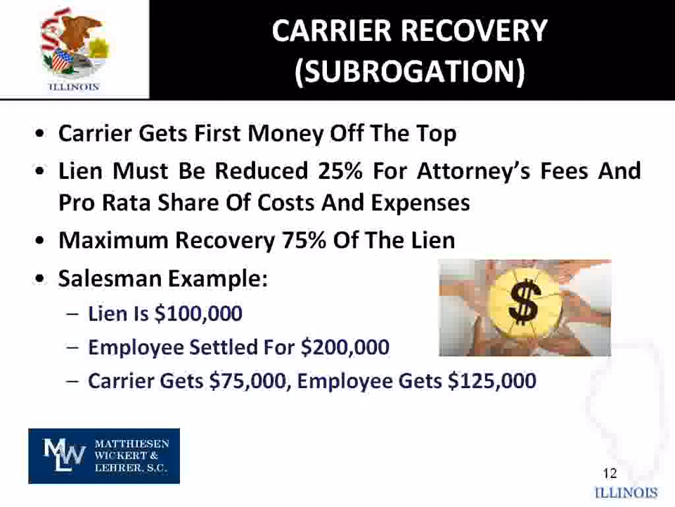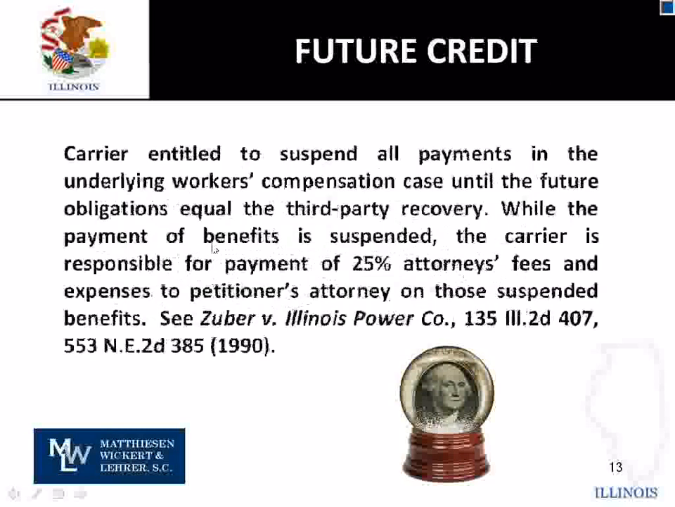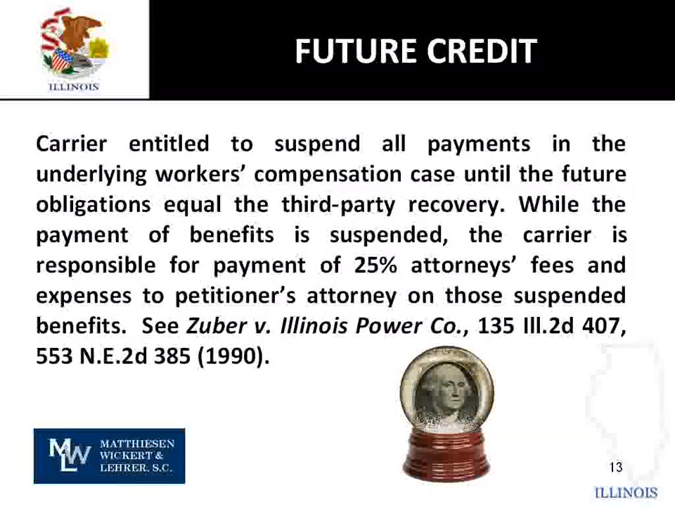When we're faced with a situation with an open workers' compensation case and the settlement of the third-party action or a case that went to verdict, the carrier is actually entitled to suspend all payments in the underlying workers' compensation case until the future obligations equal the third-party recovery. So going back to the salesman example, let's say the lien is 100, settlement for 200, and there's an open workers' comp exposure of $40,000.